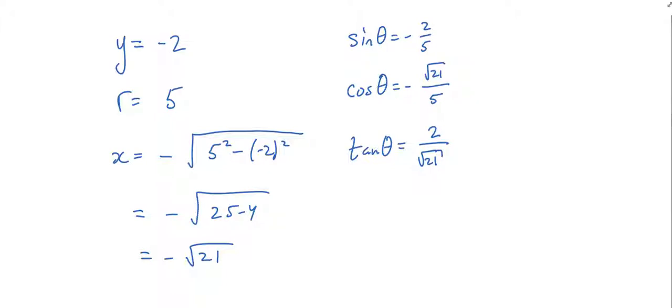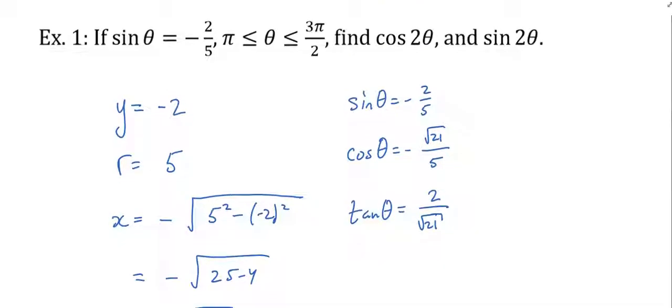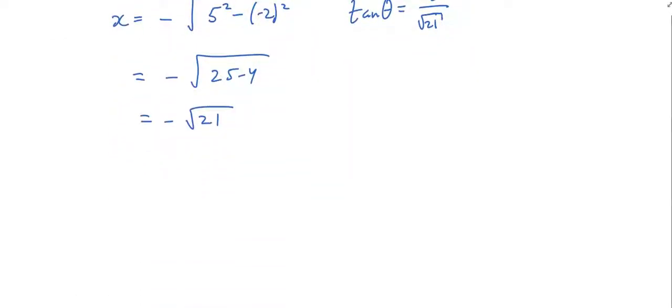It's not a bad idea to just go through that process. Find y, find r, find x, and then write out all three of the ratios to make sure you have them. And then we go ahead and do what it asked us to do. The first thing that it asked us to do was find, well, we're going to find sine first. So find sine 2 theta.